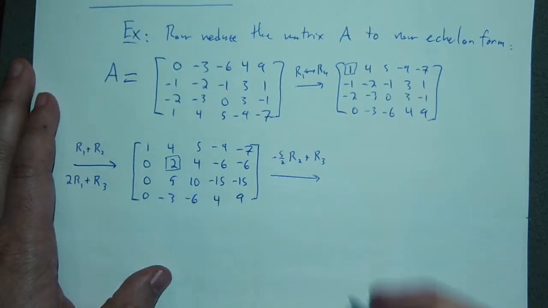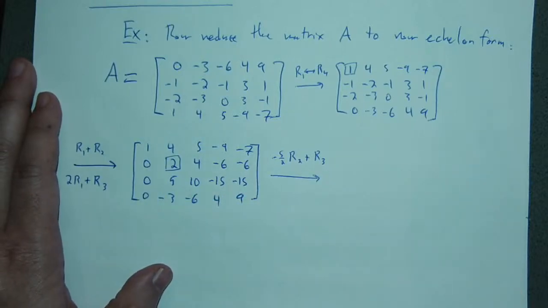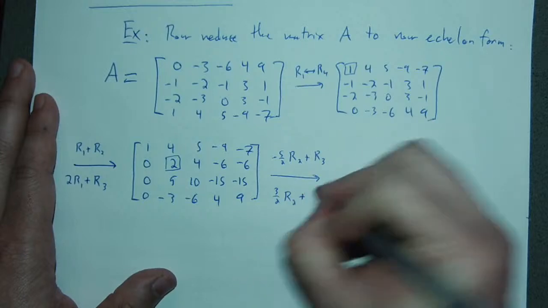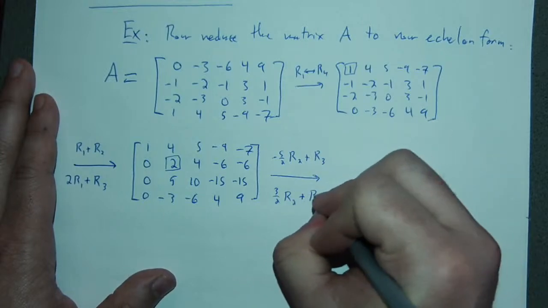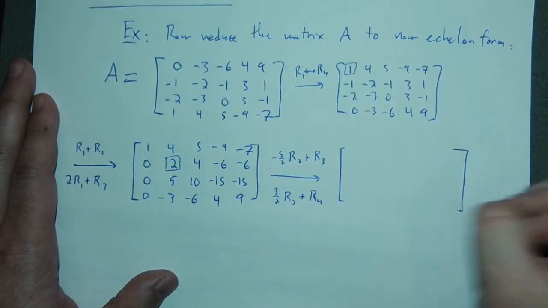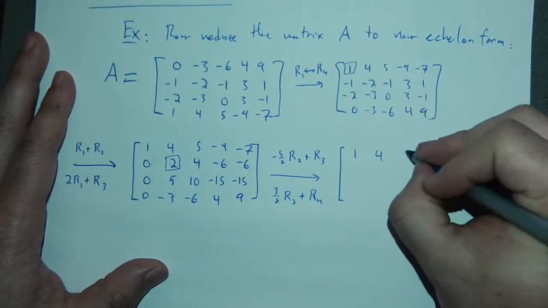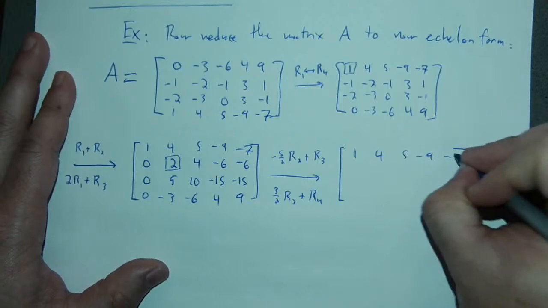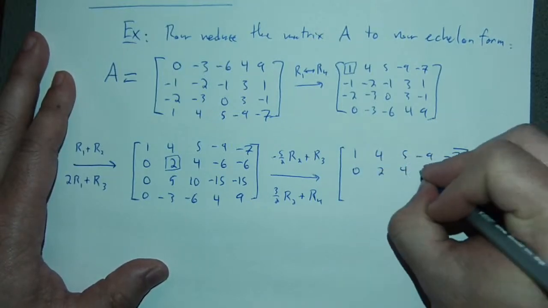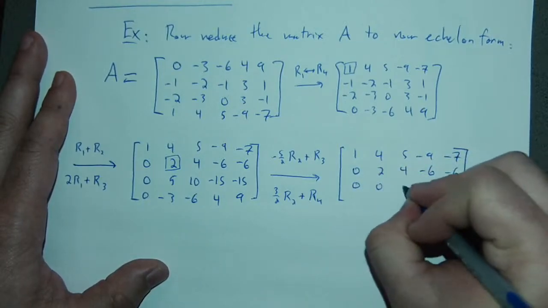And then it turns out everything is nice here if I multiply 3/2 times row 2 and add that to row 4. So this is going to work out perfectly fine. Doing this, the first two rows are completely unchanged. This is 1, 4, 5, minus 9, minus 7, 0, 2, 4, minus 6, minus 6. This third row, as we saw, is actually all 0.